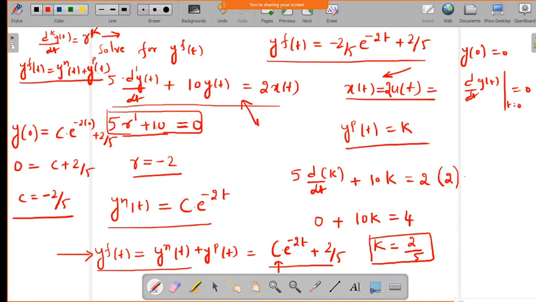We have already seen what the natural response solution will be, that is y_n(t) equal to c into e^(-2t). Okay. So, this is the natural response solution. After this, we need to find the particular solution or particular integral. In order to find the particular integral, we need to take the input value which is given already. What is the input we need to put?